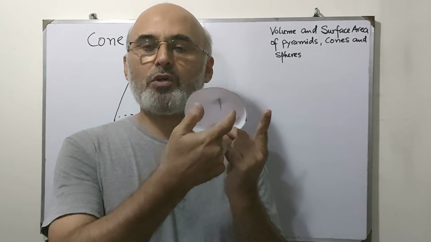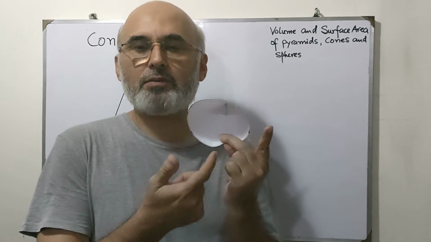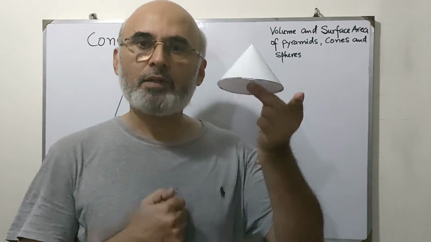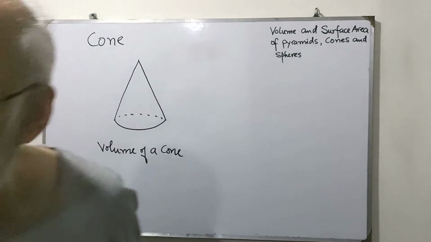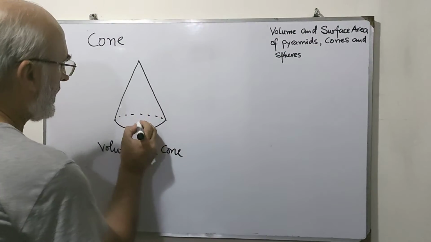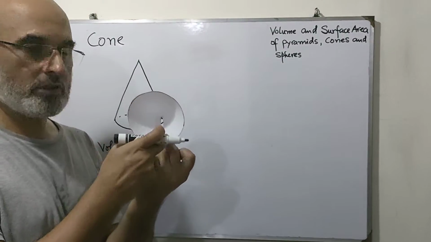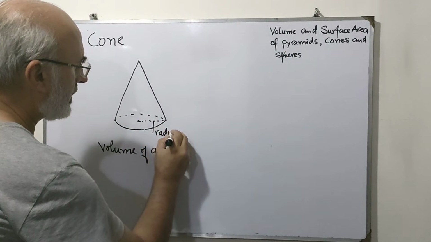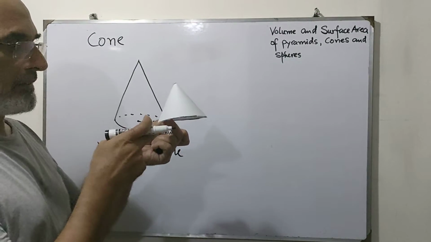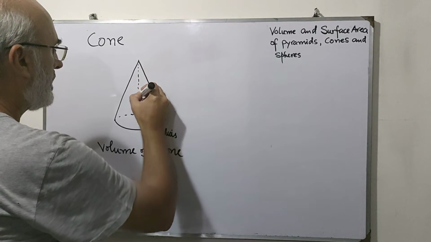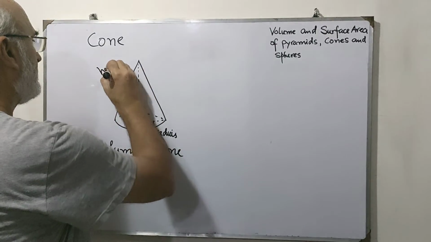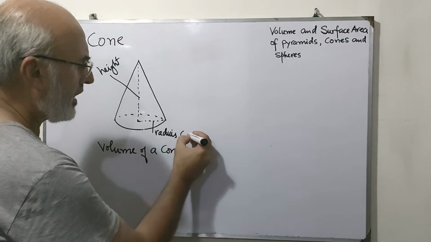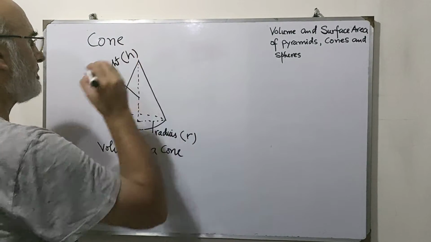In the case of a cylinder, we said it has a base area, a circular base. The cone also has a circular base, so what is it going to be? Pi r square. And this cone also has a height. Where is that height? This cone has a circular base, and when it is a circular base, it has a radius. And this cone has a height as well, from the apex to the center, and this is the height. So let's say the radius is r and the height is h.